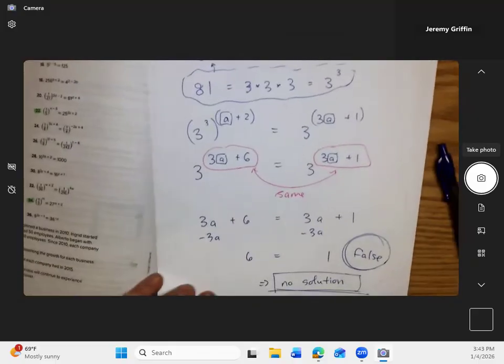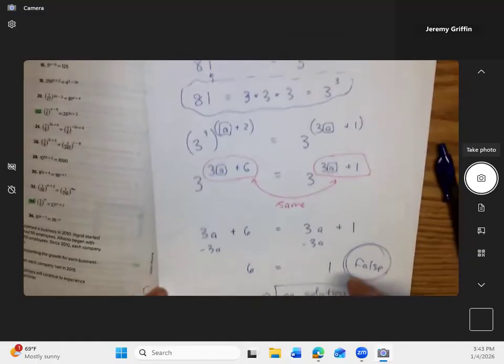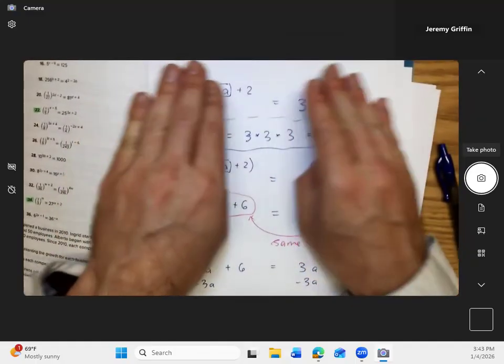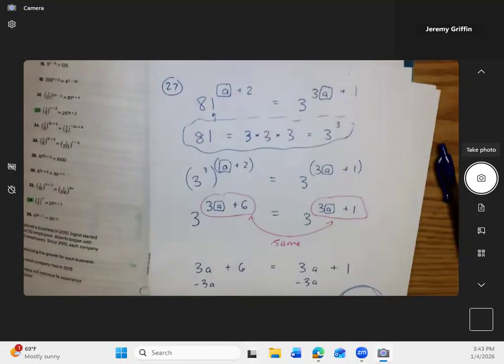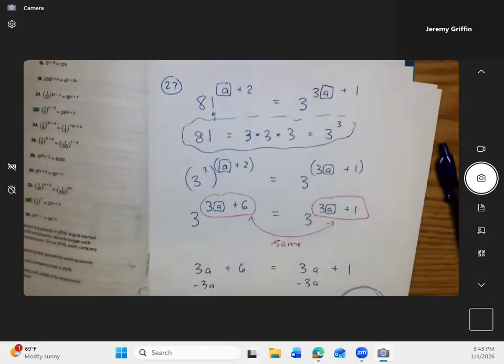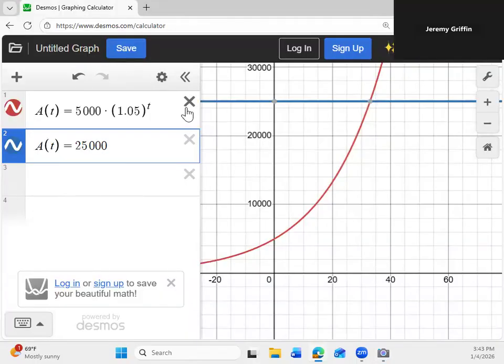Let me show you guys what this looks like graphically. If I turn these into graphs, say y equals this and y equals this, then those two graphs would just never cross each other. So let me pull that up on Desmos. Here, clear all this out.